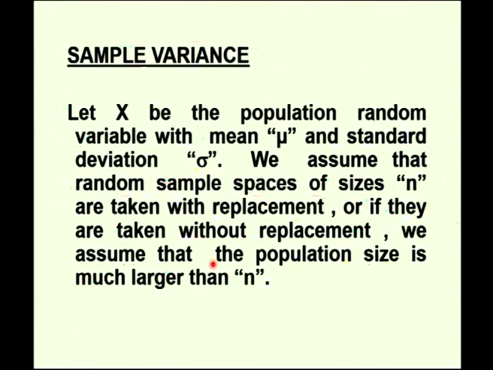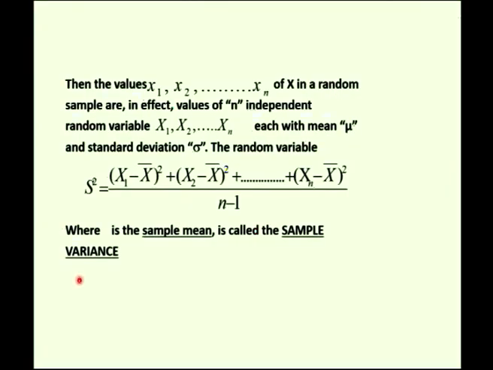Therefore, the population size has to be taken into account, and in that case population sizes should be much larger than n, so that the whole population is considered to be normally distributed. Then the values x1, x2 etc. up to xn, since we are taking the sample of size n, therefore, there will be n values of x in a random sample, are in effect values of n independent random variables, capital X1, X2 etc. up to Xn, each with mean mu and standard deviation sigma.